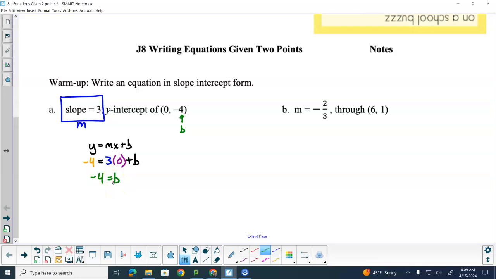So now we got a y, we got an m, we got a b. Give me the final y equals mx plus b. Y equals 3x minus 4.